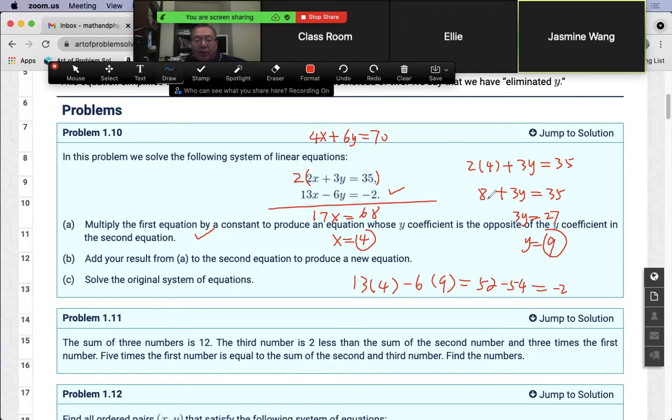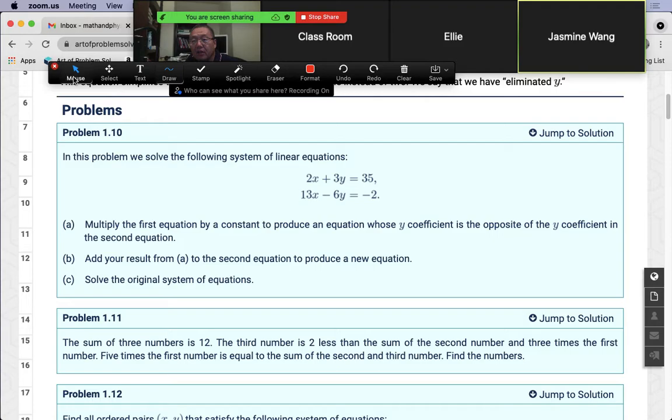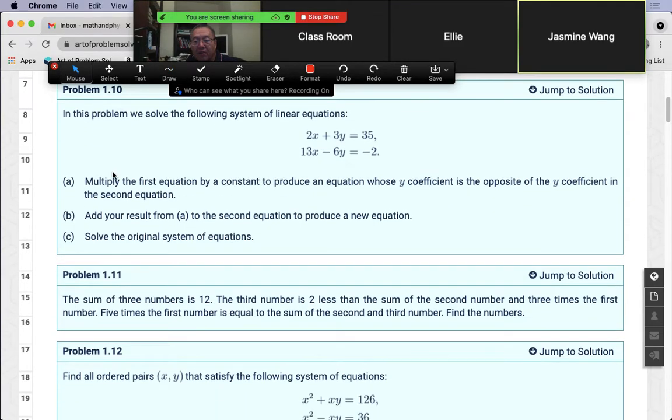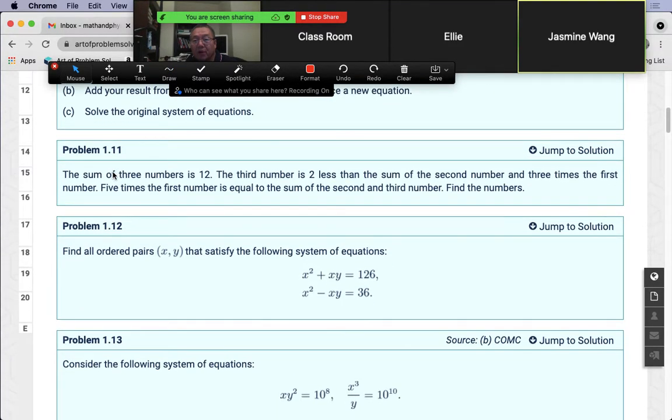When we plug in this one to the first equation, we get y equals 9. So that means we also verified the first equation is satisfied. So therefore, we verified the solution of this system, that's x equals 4, y equals 9. That's correct. Very good. Okay, so now let's go to 1.11.